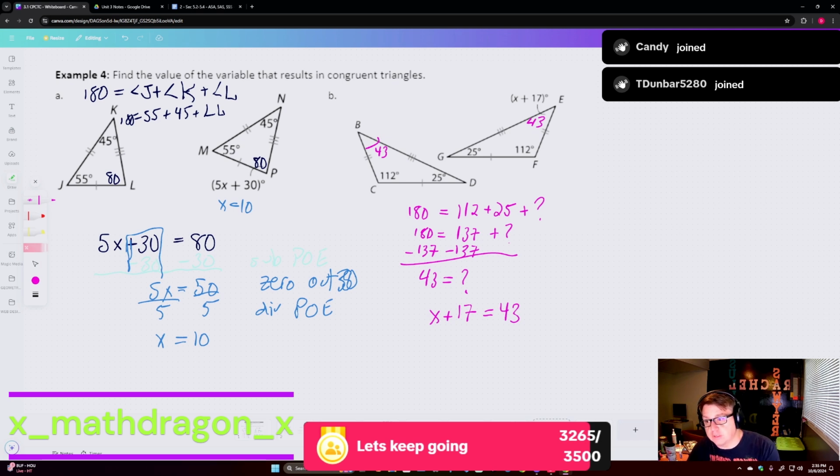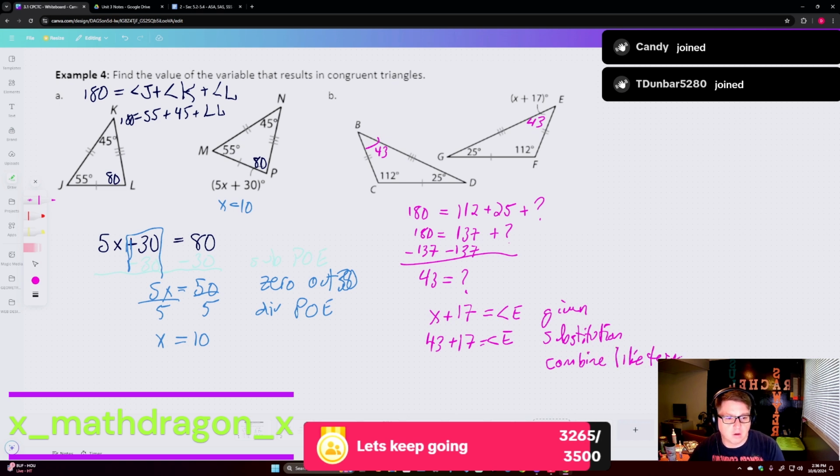And you could even start this off. If you wanted to do your proof, we could start it with angle E. And that's given information because angle E is 117. Then we can do substitution for angle E, and then combine like terms, so that 50/60 is angle E.